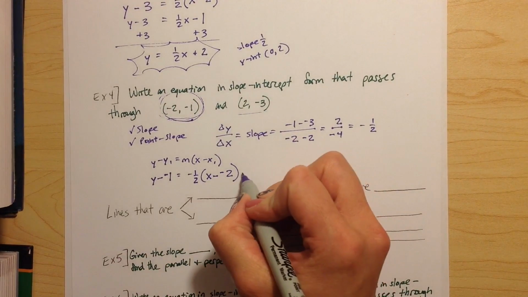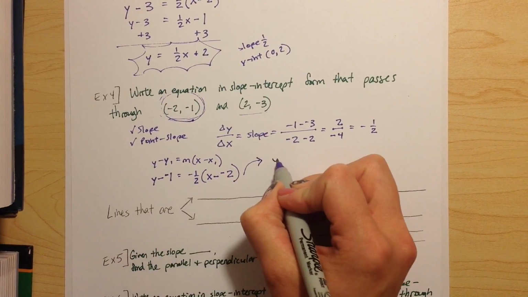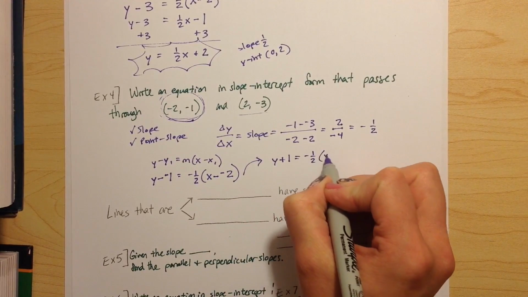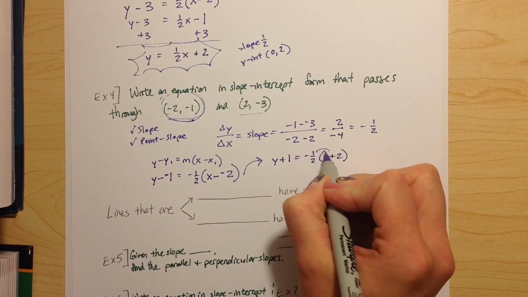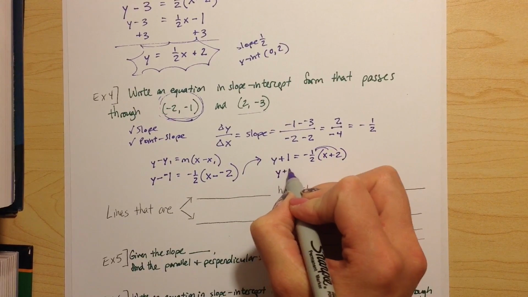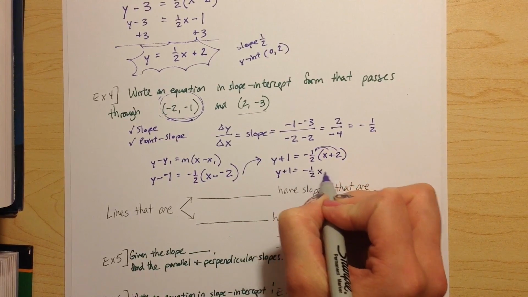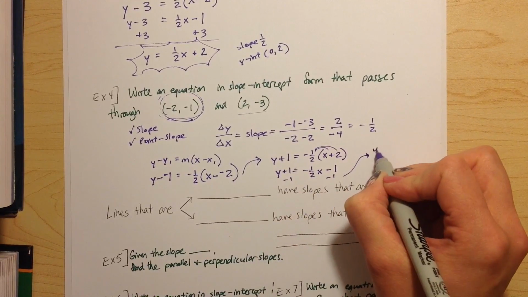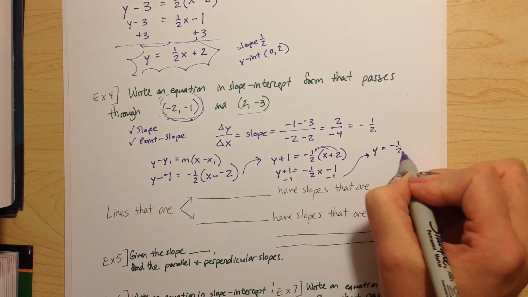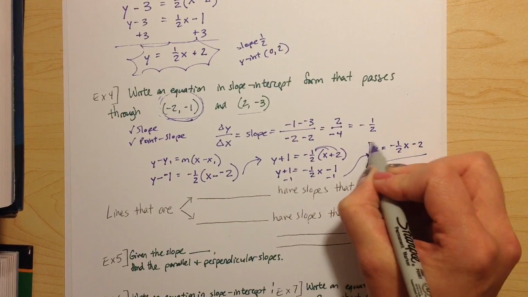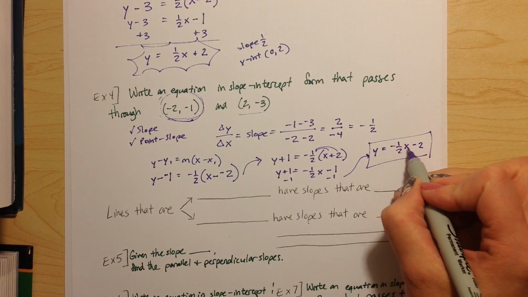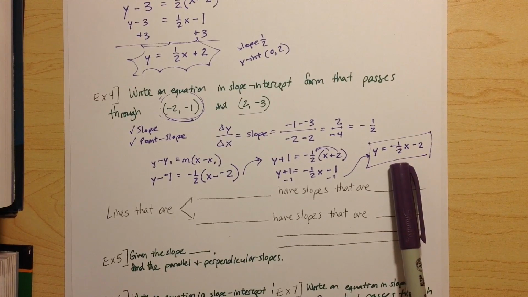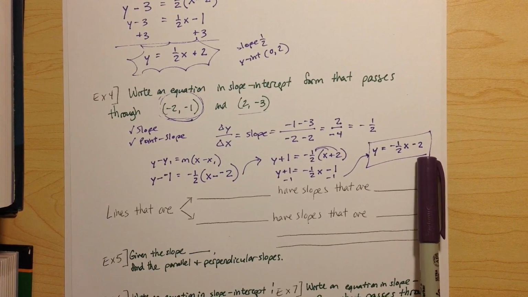So knowing that, I'm just going to simplify this a little bit. That's really y plus 1 equals -1/2 times x plus 2. When I distribute, I get -1/2 x minus 1. Subtract that 1, subtract that 1. I get y equals -1/2 x minus 2. There is my y equals mx plus b form. My slope is -1/2. I see my y-intercept is down at -2.